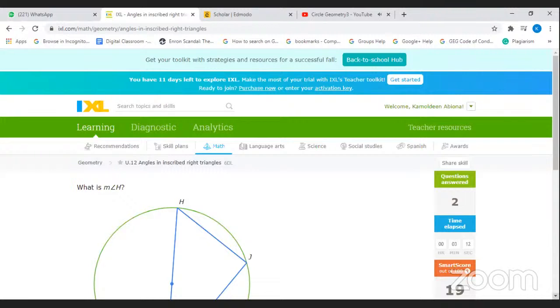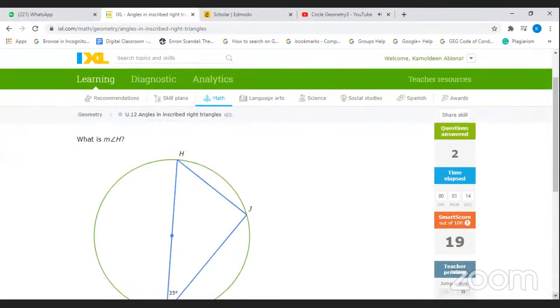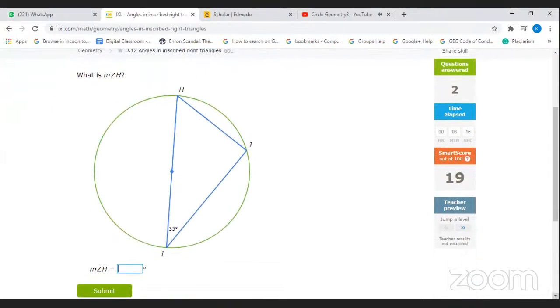Okay, so the next one. The next one is we are looking for angle H. We know that J is what? From there, you can see that J is facing that straight line. So J is the 90. So meaning that H will be equal to 65. Do you agree? No, that would be 55. For it to become 90 degrees, that's 55. So 55 degrees.